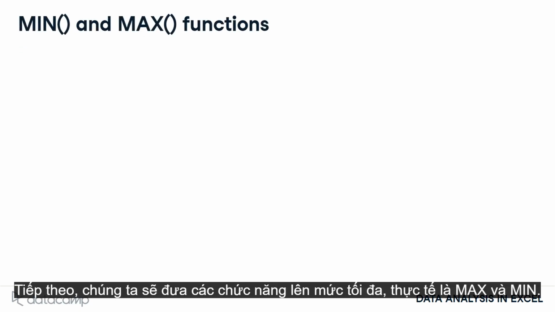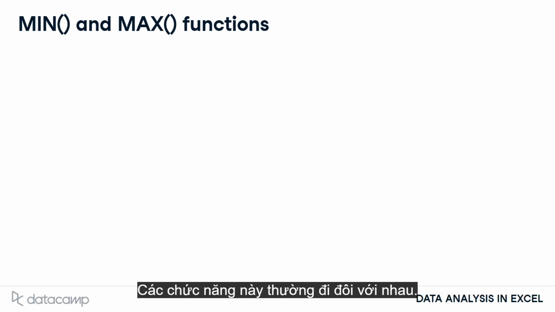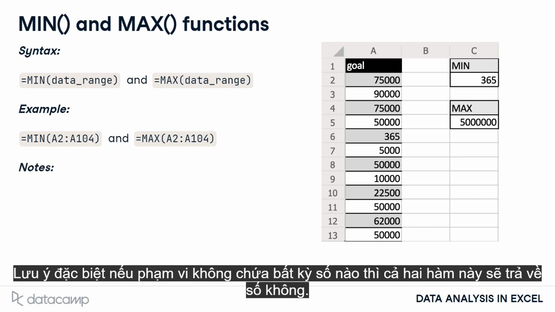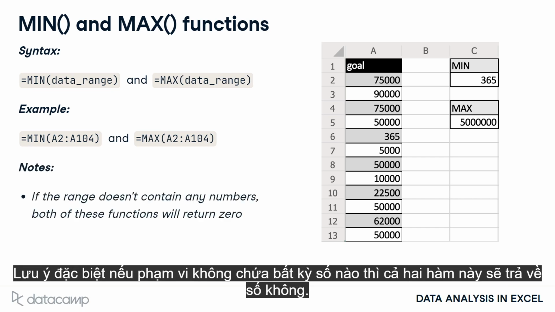Next, we're going to take the functions to the max. Well, to the max and min, actually. These functions often go hand in hand. Here you can see the syntax and an example. Max returns the largest value in the range, and min returns the smallest. Special note, if the range doesn't contain any numbers, both of these functions will return 0.